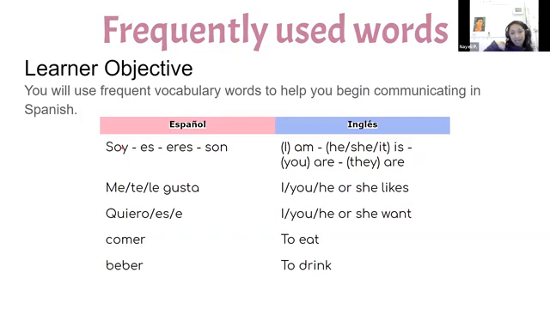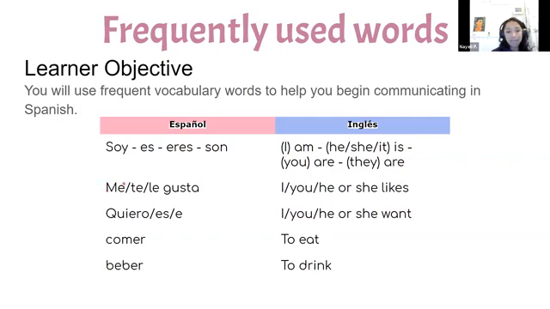Soy inteligente. Son inteligentes. They are intelligent. I am intelligent. Son inteligentes, because it's plural now. So you add the S at the end. Inteligente becomes inteligentes for son because it's plural. We're talking about more than one person. Now, what about you? ¿Y tú? ¿Eres inteligente? Sí, cierto, eres inteligente.